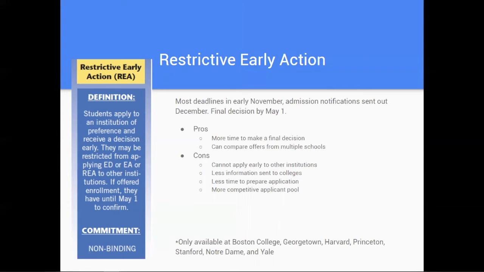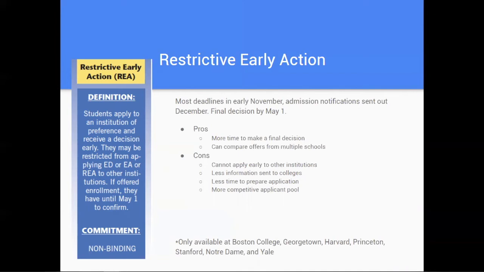Pros are, again, you get more time to make the final decision and compare offers from multiple schools. However, you cannot apply early to other institutions. And just like early action, there's less information sent to colleges, less time to prepare, and you have a more competitive applicant pool. At the bottom of the slide, you'll see the colleges that do restrictive early action.